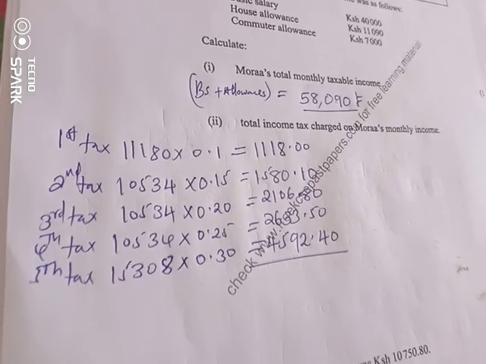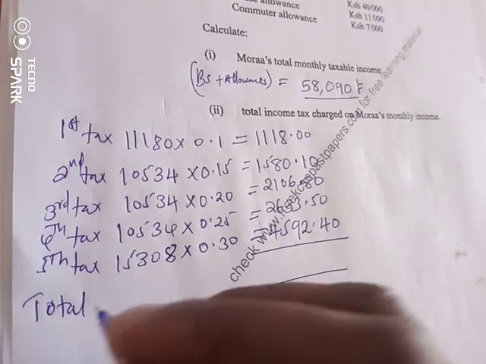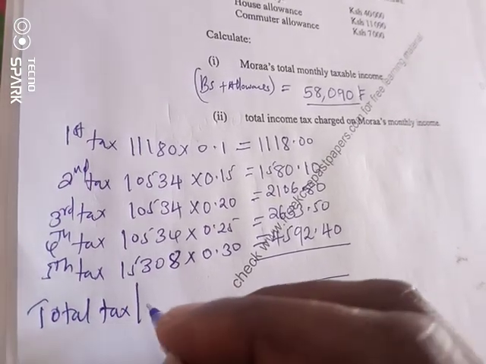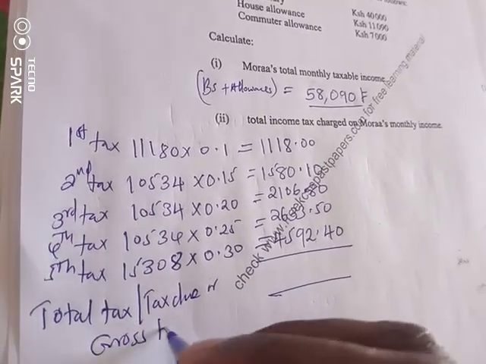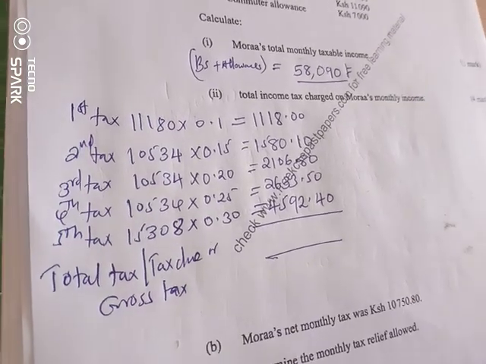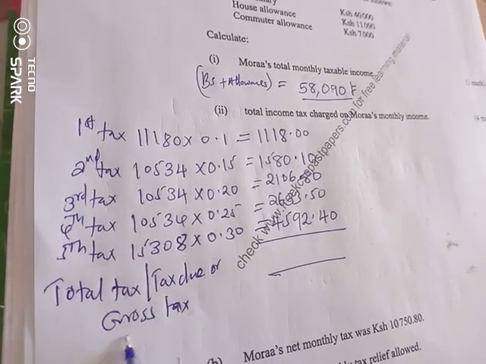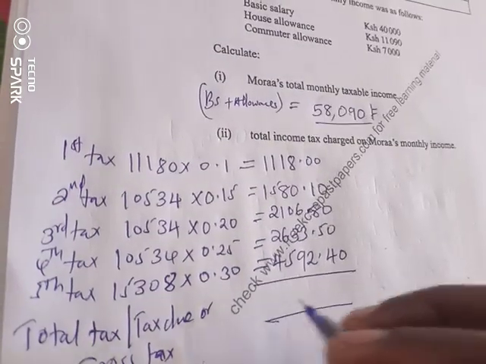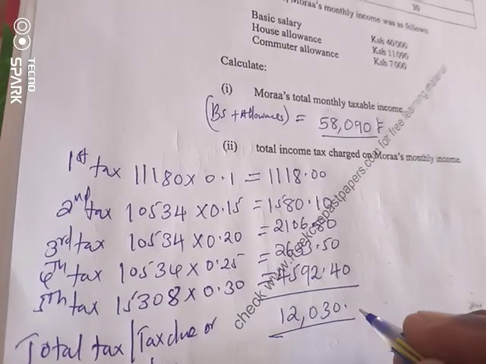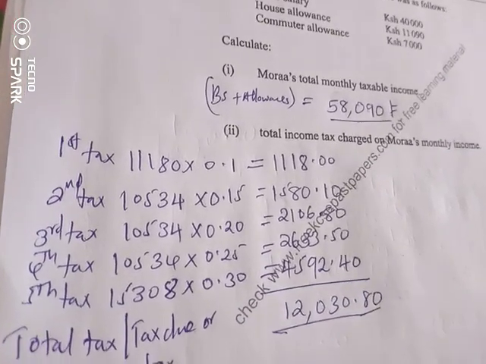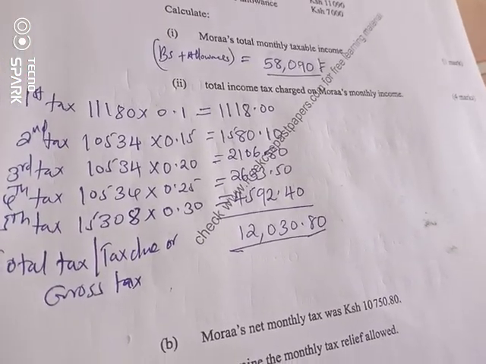We have taxed all our money. So whatever we are going to get here is known as total tax. Some people call it tax due or gross tax. So please be well conversant with all these terminologies because you never know. I'm saying total tax, tax due, or gross tax. So adding all this, we get 12,030.80. So that is the total tax of Mora in that month.